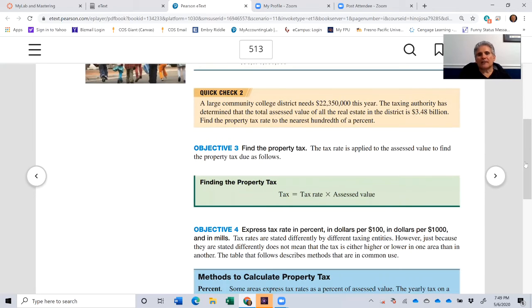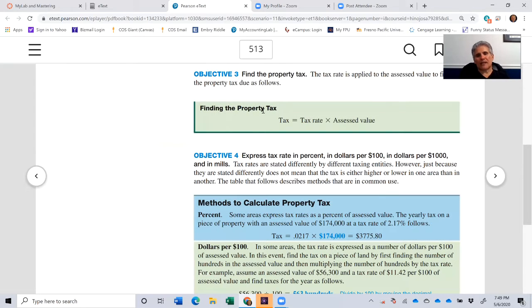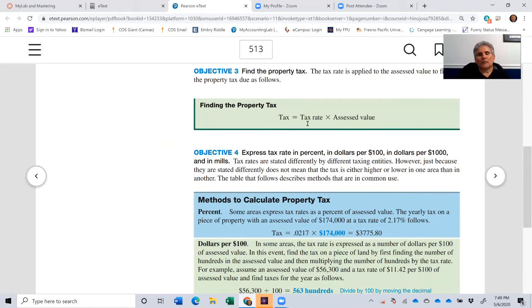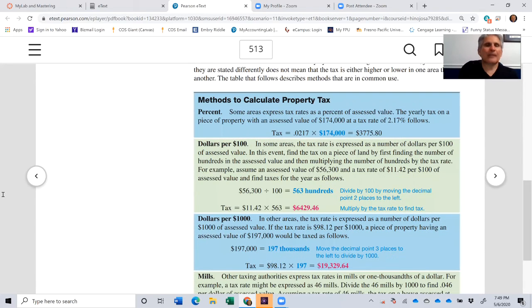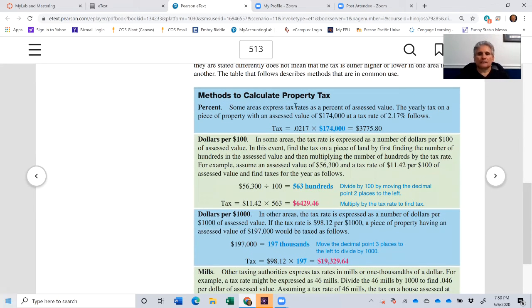Moving on to finding the property tax itself, pretty straightforward as well. We'll take the tax rate, which we learned how to develop in the previous example, and we multiply it by the assessed valuation. Now, depending on what state, what county, there are different ways that it's being computed. The first is the percent way. The percent method is used here in the state of California. We have a 1% rate on the assessed valuation.